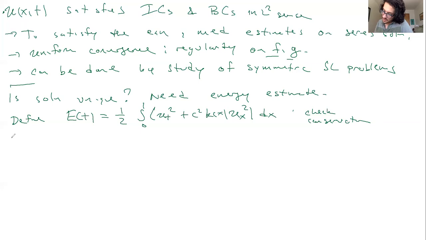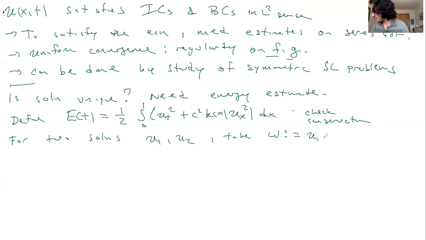So basically, for two solutions, call them U1 and U2, take W equal to U1 minus U2. And what do we have? We have W_tt is equal to c squared k of x, W_xx, just by linearity.